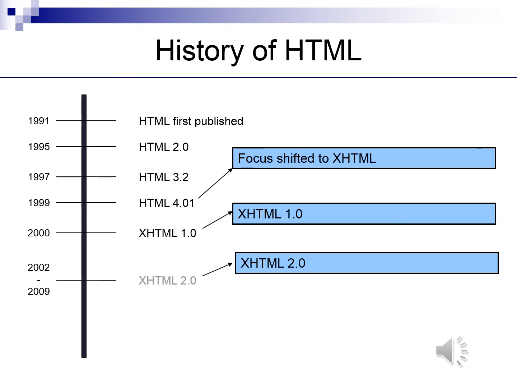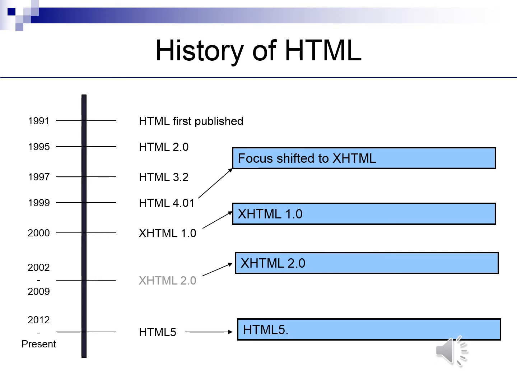Later, XHTML 2.0 was released, which had even stricter standards than 1.0. But it fell out of favor gradually and was abandoned completely in the year 2009. HTML5, which has powerful new features for creating web pages, is still under progress and will eventually replace XHTML as a standard platform for building websites.